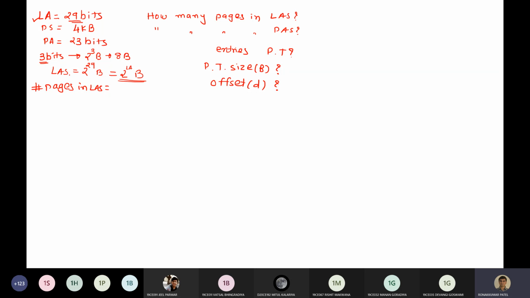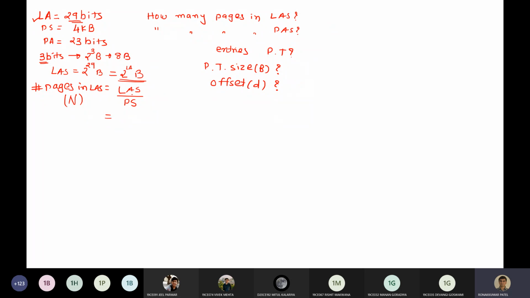Now what you need to do? Divide with the size of the page. Yes, correct. So you are doing this logical address space divided by page size. And then you will get the number of pages in logical address space, and that we will indicate as capital N, right? So your capital N is the number of pages in logical address space, and you need to divide that space by page size to identify the number of pages.